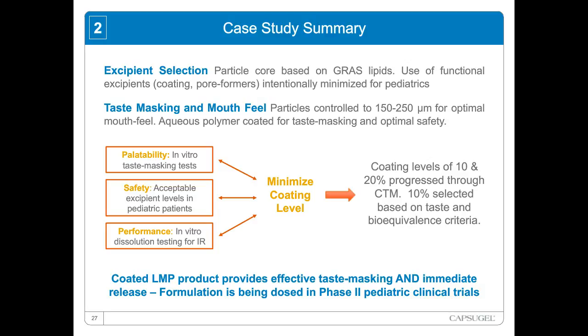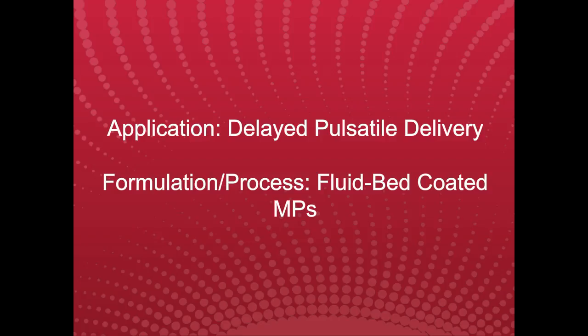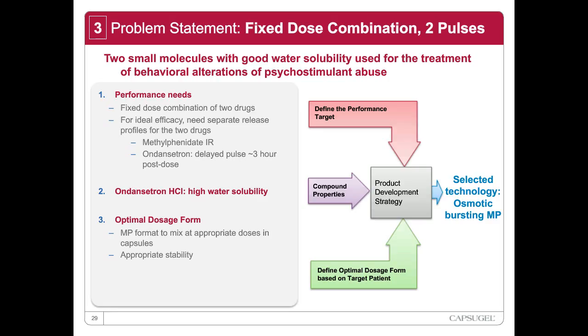This next case study is another application of fluid bed coating to create a delayed pulse delivery and enable a fixed dose combination product. In this case, 2 small molecules with good water solubility were desired to treat behavioral alterations of stimulant abuse. The performance needs included the fixed dose combination with an ideal efficacy defined by one of the drugs being immediate release and a second drug being released 3 hours post-dose of the first drug.